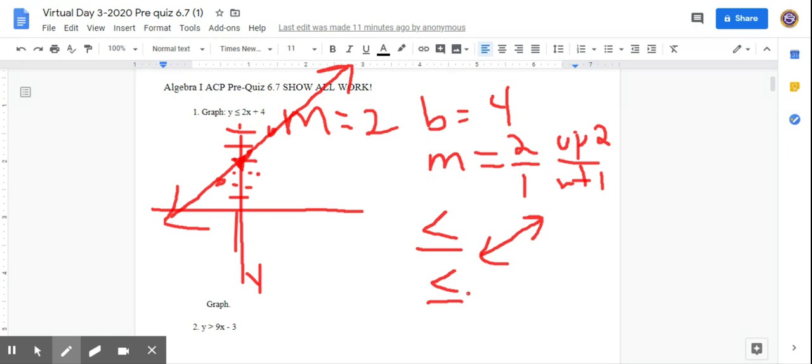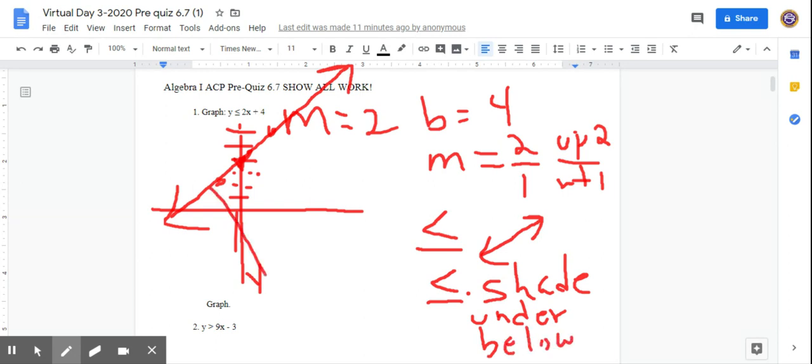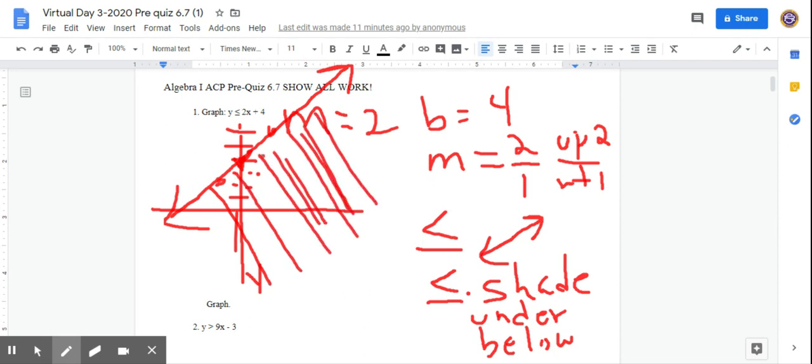That's less than. So you're going to shade under the line, or below the line. Okay. So this is where it gets smaller. So you're going to shade below the line. And that would be the answer to number 1.